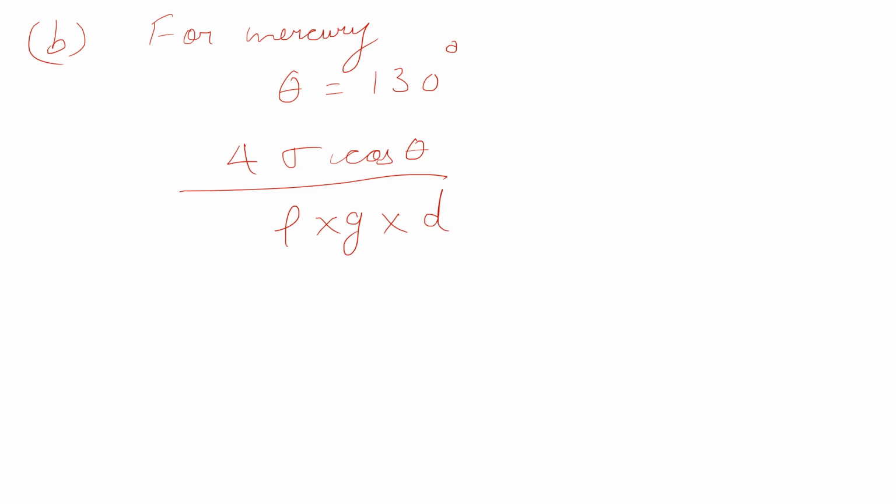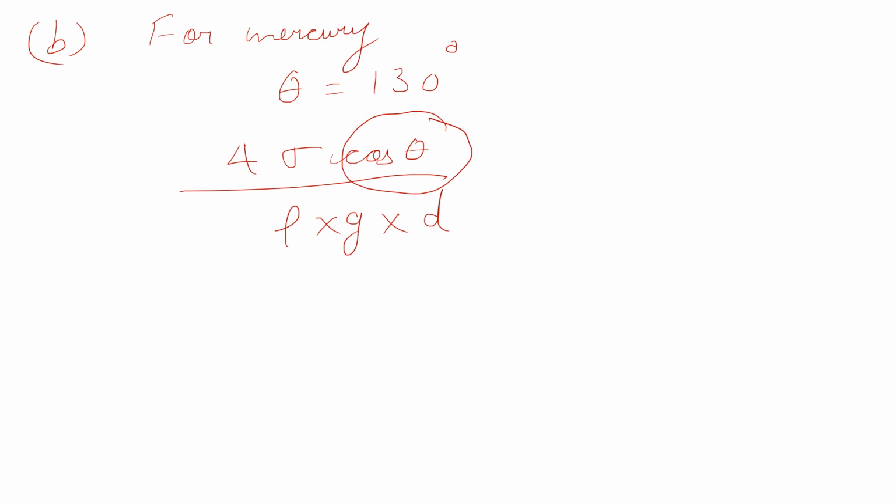The second part of the question asks us to find the capillary effect for mercury, and we have been given the value of angle. The angle of contact between mercury and glass, theta, is given as 130 degree. So we will use the general equation, 4 sigma cos theta by rho multiplied by g multiplied by d. In the first part cos theta became 1, that's why we used 4 sigma divided by density multiplied by acceleration due to gravity multiplied by diameter as our expression.